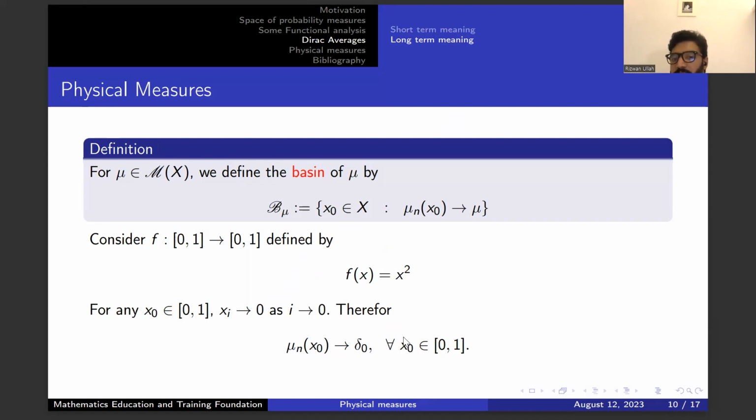In other words, for each and every point in the interval 0, 1 — it shouldn't be the closed interval; from the right side it should be 0 closed and 1 open — for almost every point in the interval 0, 1, the Dirac averages converge to the Dirac delta at the point 0. So the basin of attraction of the Dirac delta at the point 0 is actually the whole space except the point 1.